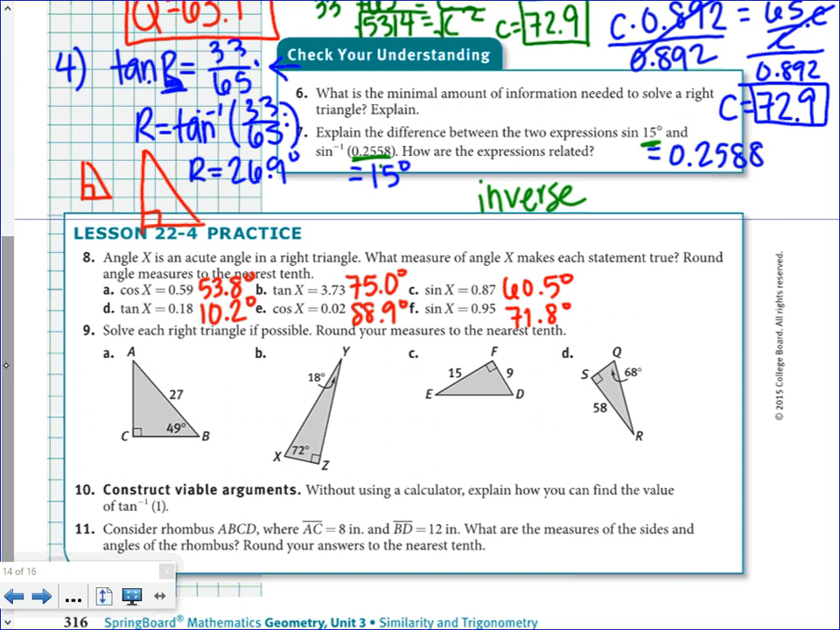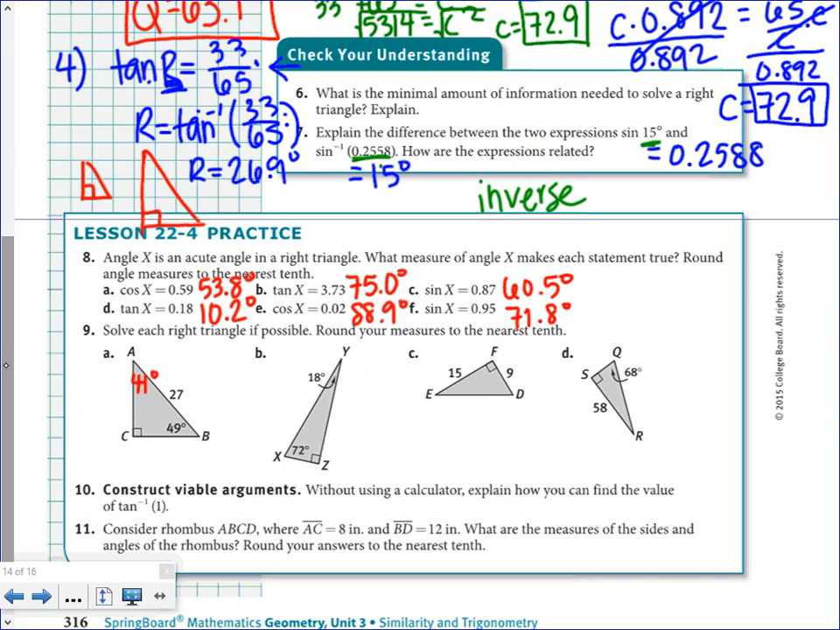So now let's look at number 9. They give us the 27 on our hypotenuse and the 49 degrees. The first thing I can do is find my other angle. I know that angle A and angle B are complementary, so 90 minus 49 means that this angle is 41 degrees.